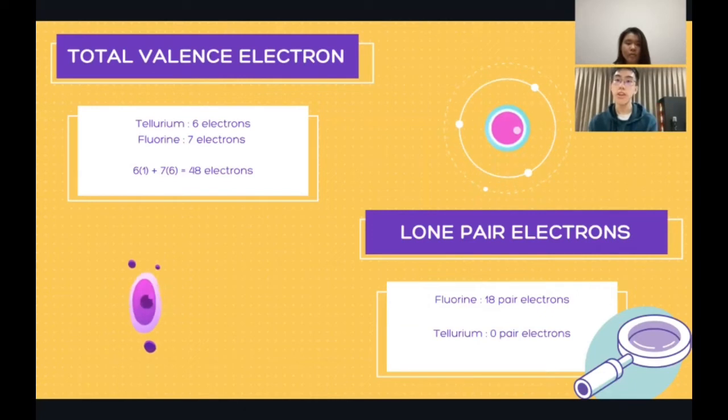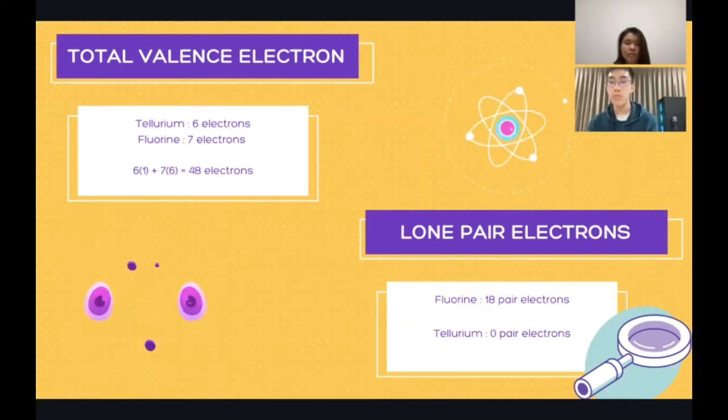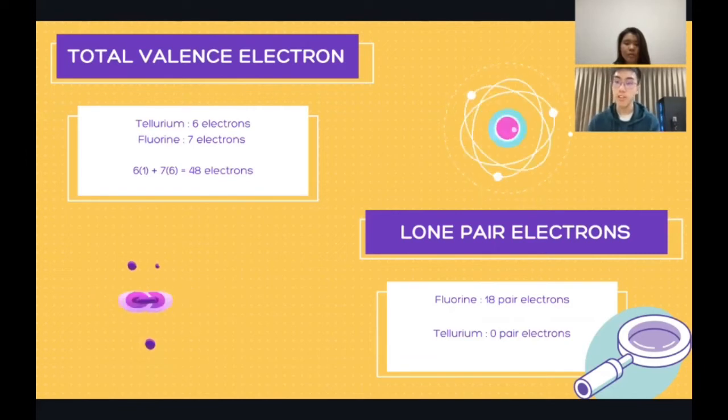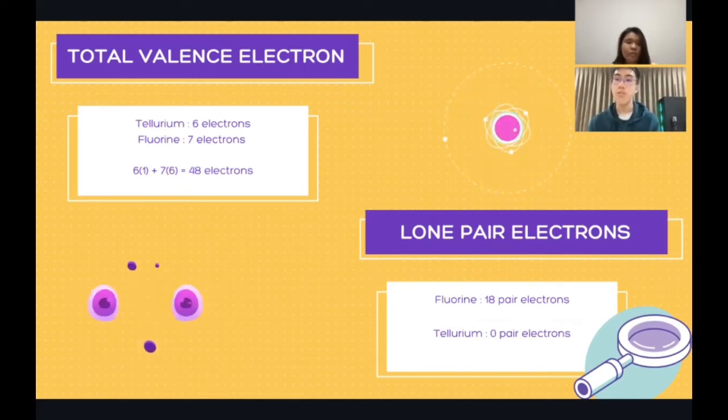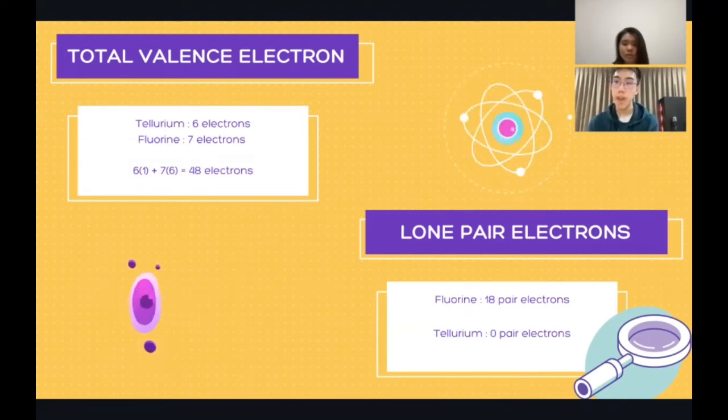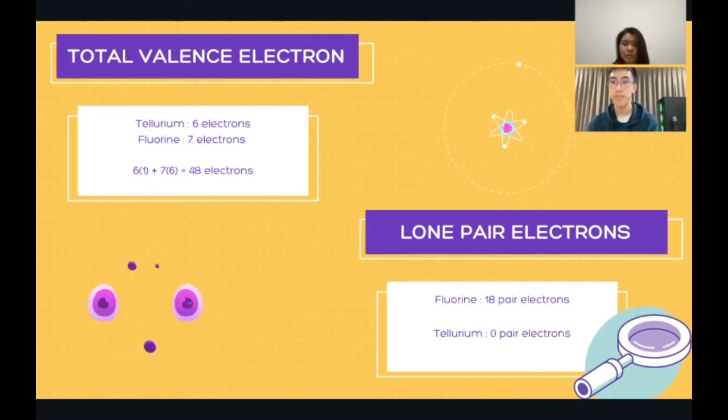The total valence electrons of tellurium hexafluoride is 48 electrons, coming from tellurium's 6 electrons and fluorine's 7 electrons, and fluorine has 6 atoms. So we multiply 6 by 7 and plus 6, and we will get 48 electrons. The lone pair electrons of tellurium hexafluoride is 18 pairs.